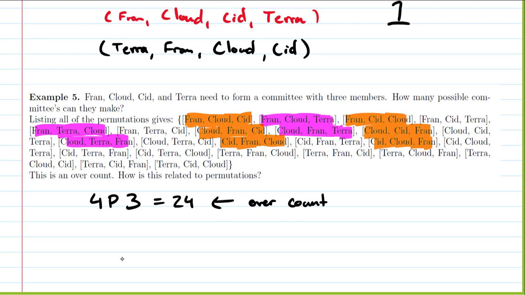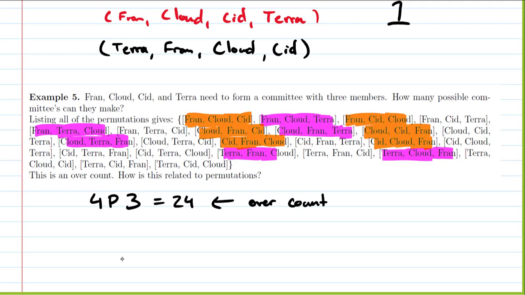Sid, Cloud, Fran, Tara. Okay, Cloud, Fran. Good. Thank you. Sid, Cloud, Tara. Sid, Tara, Fran, nope. Sid, Tara, Cloud, nope. Tara, Fran, Cloud, yes. Tara, Fran, Sid, nope. Tara, Cloud, Fran, that's a yes. Tara, Sid, Cloud, that's a no. Tara, Sid, Fran, no. And Tara, Sid, Cloud. So once again, thank you for helping me.